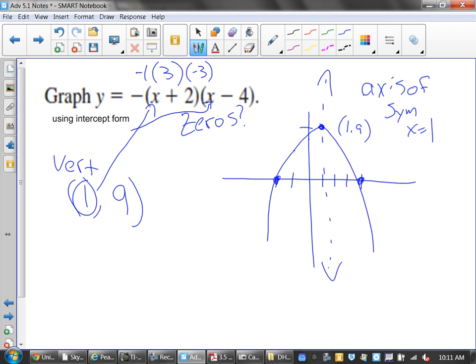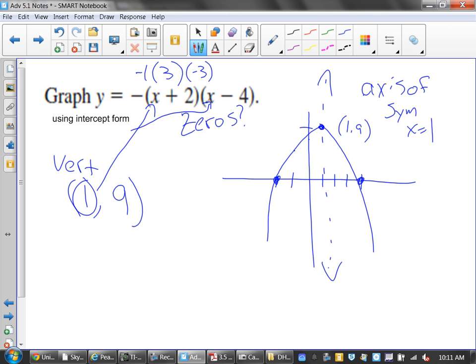There's a little bit less work involved when you're given zeros. I just wanted to finish that one out. There's a lot less work given to you when you have zeros right off the bat. It's a little bit easier to graph because you don't have to find that extra set of ordered pairs. They give it to you.